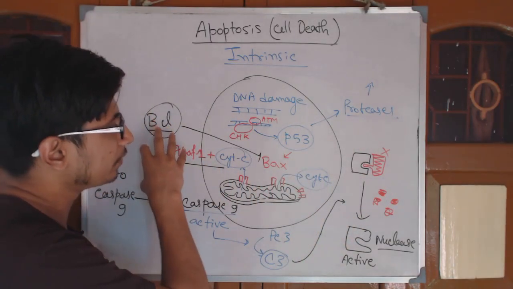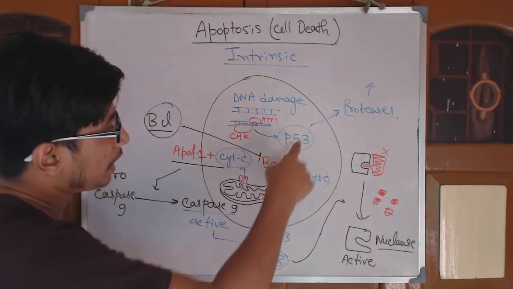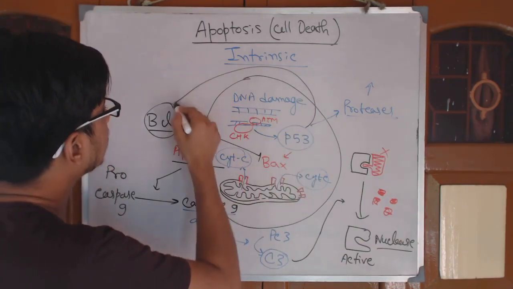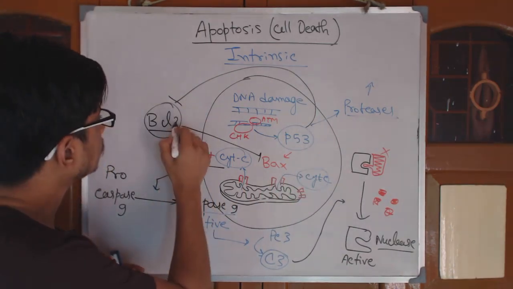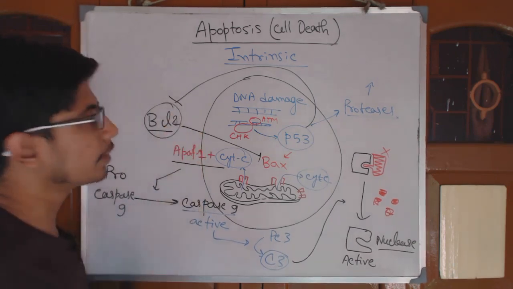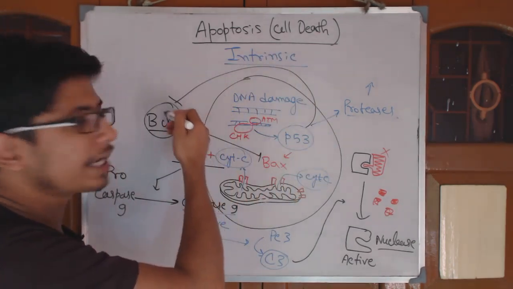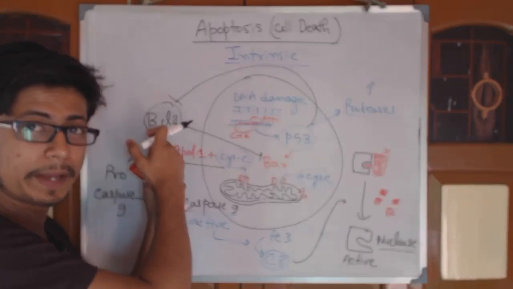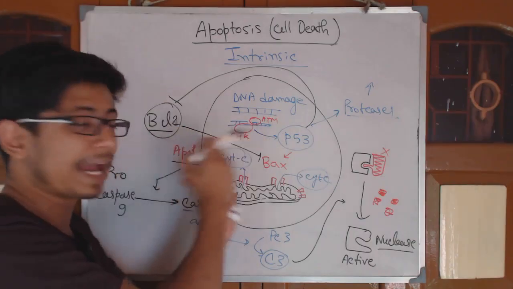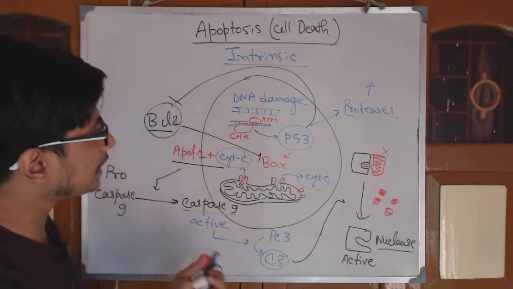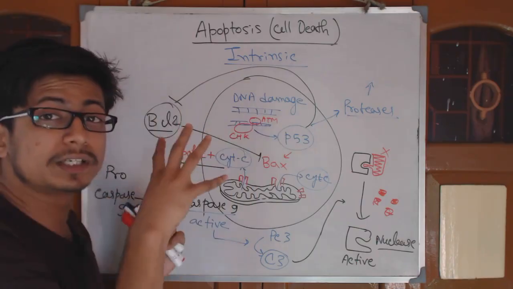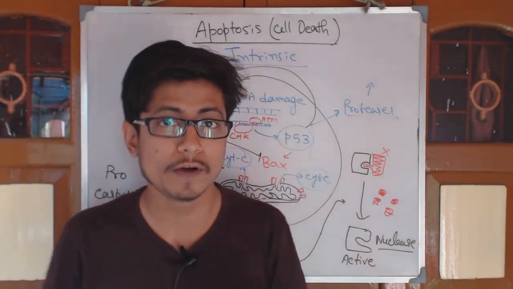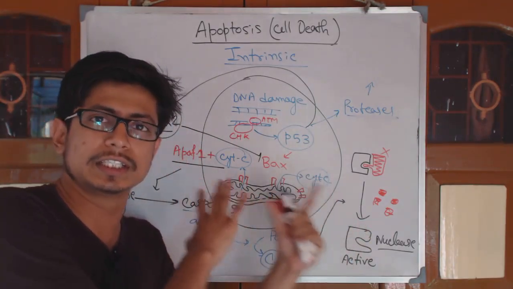So if BCL2 is active, then Bax will not function, but upon activation of P53, P53 on the other hand inhibits BCL2. Okay, so P53 in turn inactivates BCL2. That means P53 is helping Bax and also inhibiting BCL2 so that Bax can function properly. So this is a regulation feedback that is present that you should know. Otherwise there are multiple things, but for an overview of how the intrinsic pathway works, this is how it works.